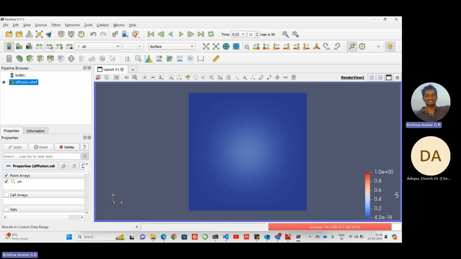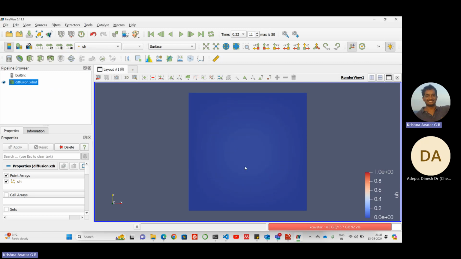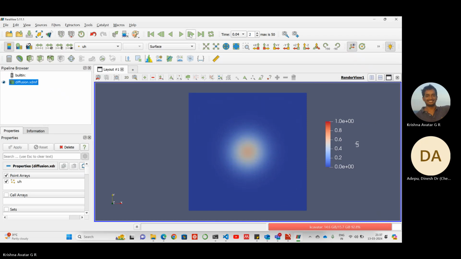Let me rescale to all our time steps, rescale. So these are our values. Now let's just plot one by one. So it's diffusing very fast, right? Yes, after some time. So that is just for visualizing. So this is what it is.